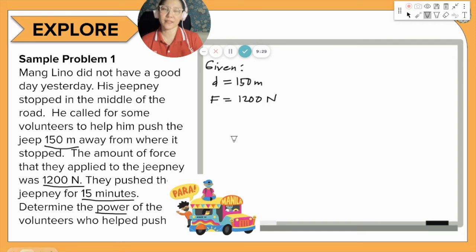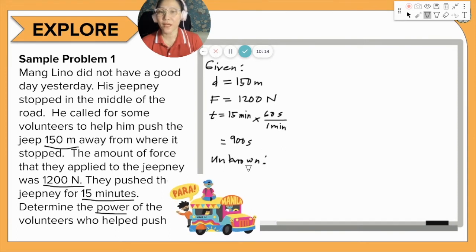And then 15 minutes, of course, that's a measure of time. But it's in minutes, so we need to convert minutes to seconds. Just think, how many seconds are there in 1 minute? There are 60, right? So we just multiply by 60 seconds per 1 minute. This will effectively give us the time in seconds. I just get my calculator, or if you can answer this mentally, then please do so. This is equivalent to 900 seconds. And then the unknown is just P. Determine the power, capital letter.